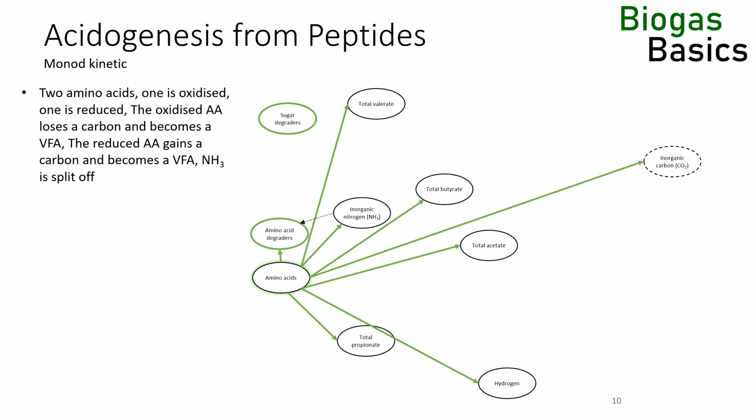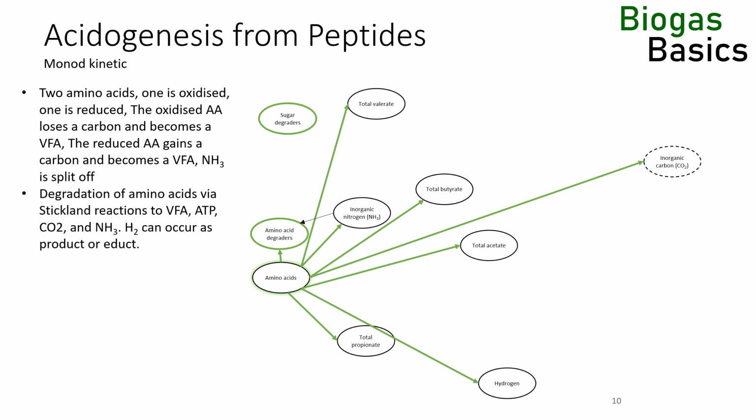In the Stickland reactions, two amino acids are consumed simultaneously. One amino acid is oxidized and loses a carbon, while the other is reduced and gains a carbon. Both amino acids lose their amino group and become a volatile fatty acid. Some reactions produce or consume hydrogen or produce CO2.